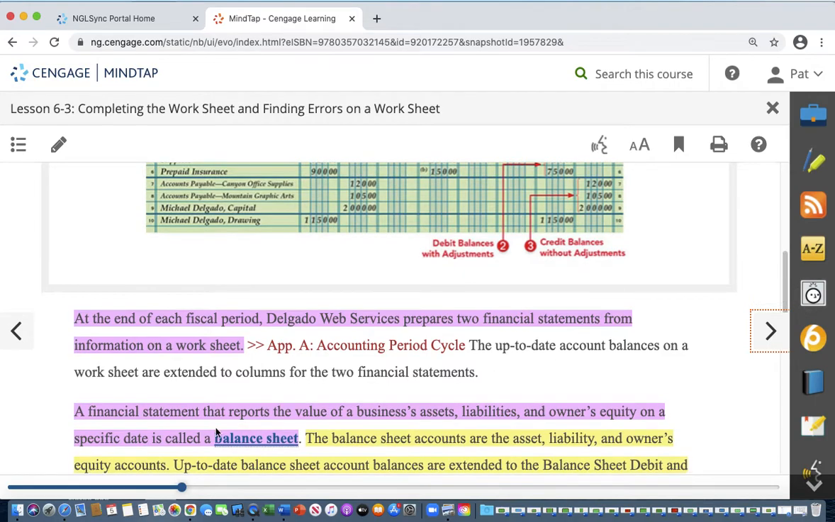We kind of covered some of this, so this is good. What is a balance sheet? Those are the financial statements that show the relationship of the totals of assets, liabilities, and owner's equity. The 100, 200, 300 accounts. It's cash, petty cash, accounts receivable, supplies, prepaid insurance, all your accounts payable, your capital, and your drawing. That's the balance sheet accounts.